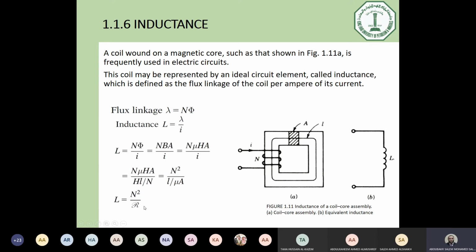Lower air gap. But if you would like to reduce the inductance, you can reduce N and also increase the reluctance and so on. So these are the parameters used to tune or to reach the required inductance value. Of course, there are some devices that can measure the inductance. They are called LC meters, and we have these devices in our labs in KFUPM.